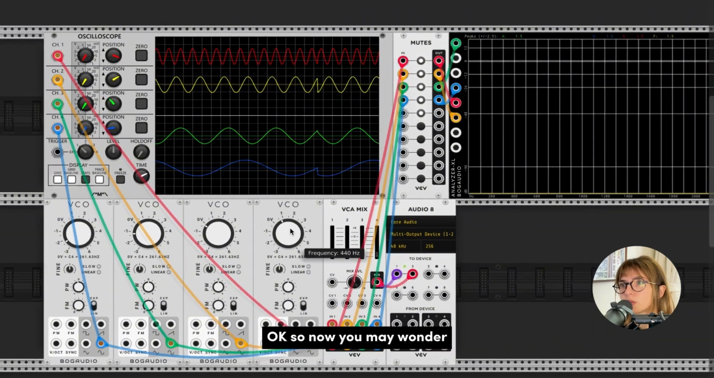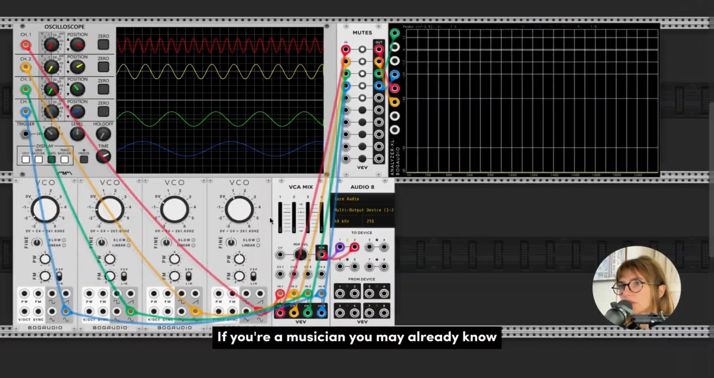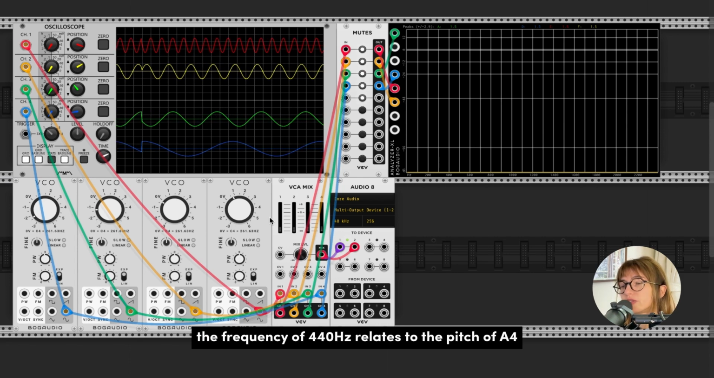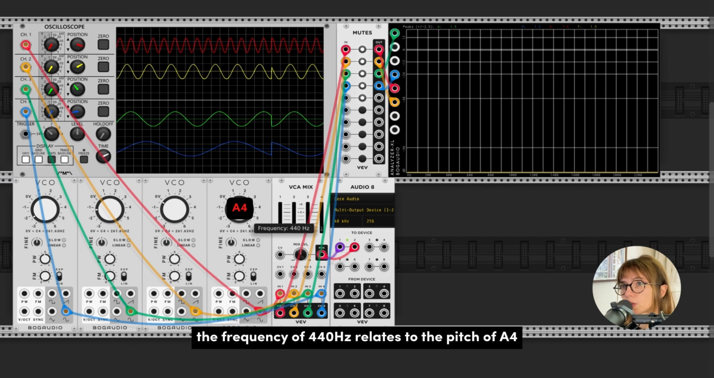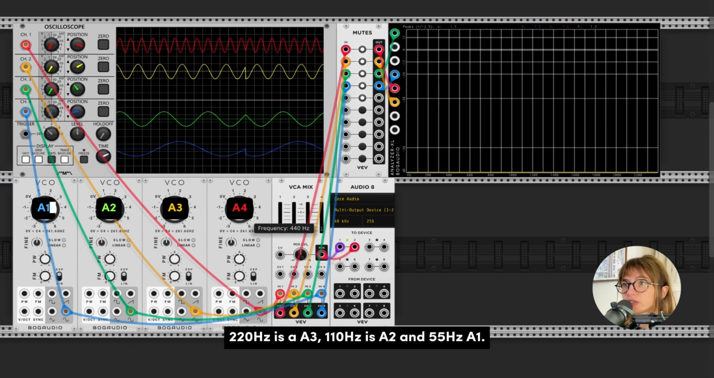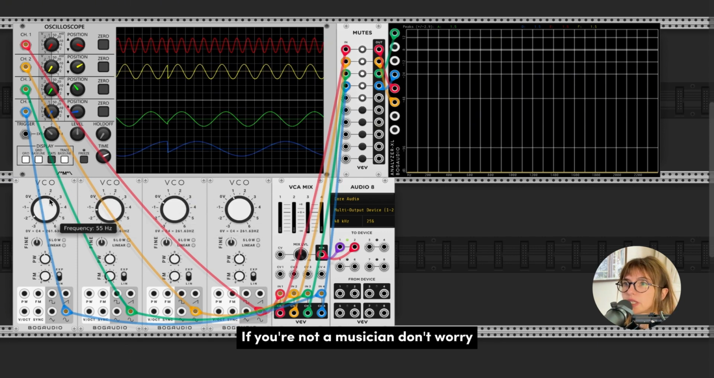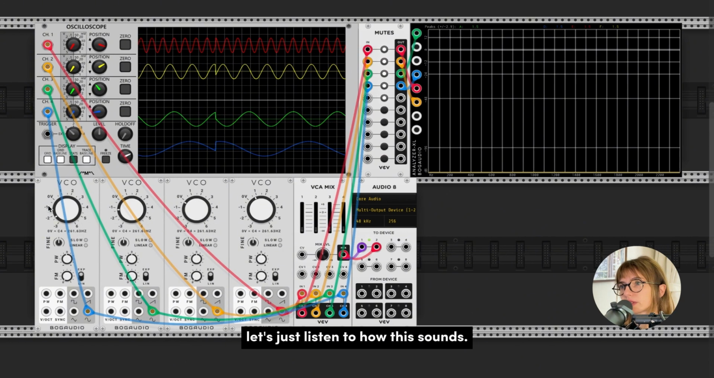Okay, so now you may wonder, what does this mean in terms of sound? If you're a musician, you may already know the frequency of 440 Hz relates to the pitch of A4. 220 is A3, 110 is A2, and 55 is A1. If you're not a musician, don't worry, let's just listen to how this sounds.